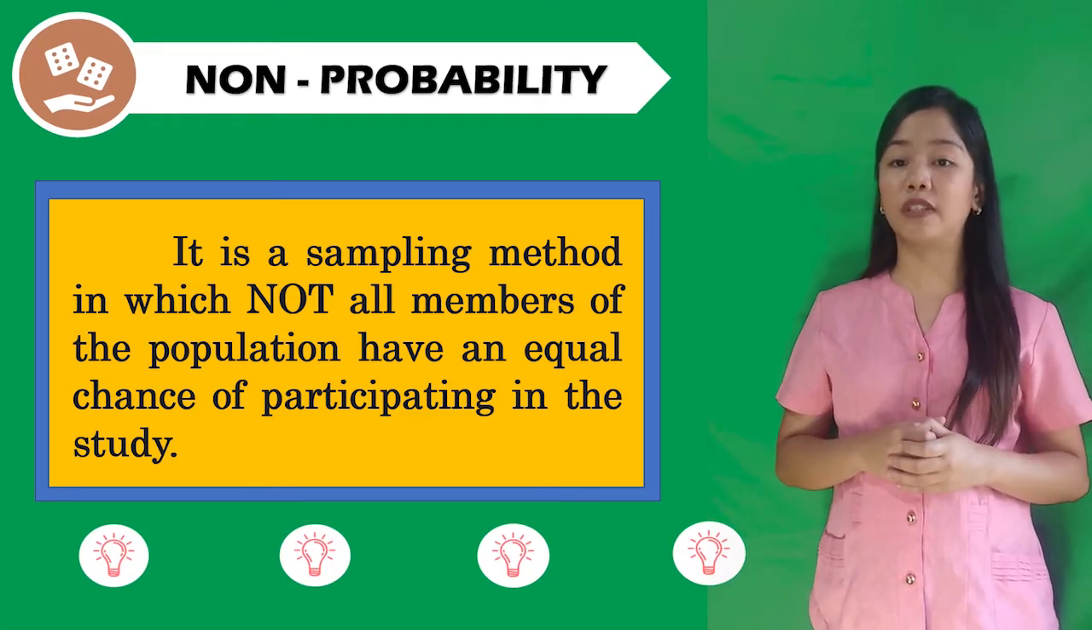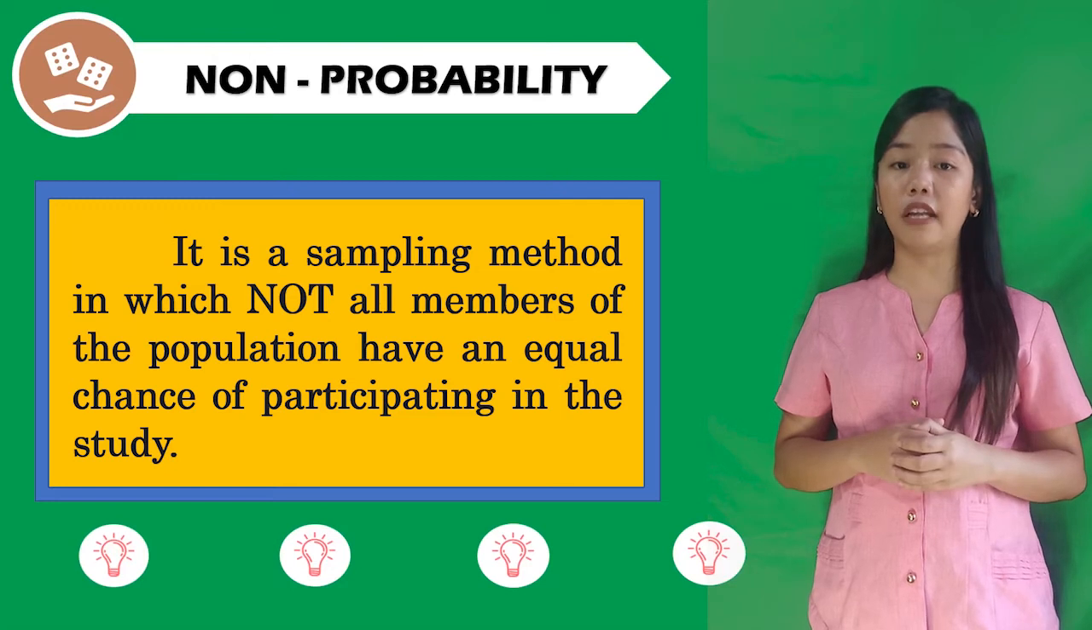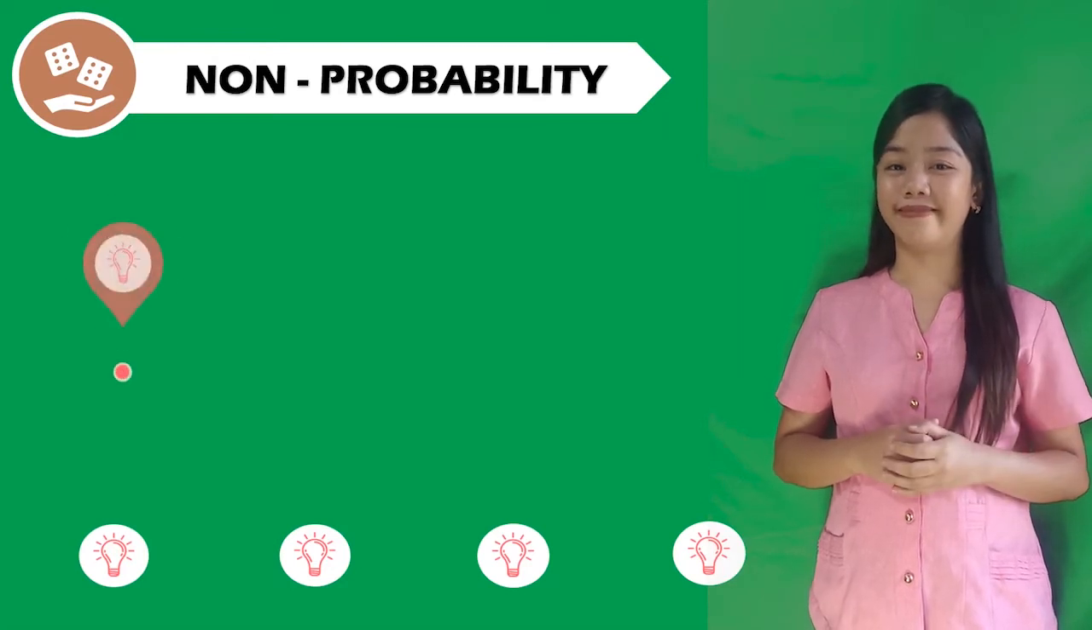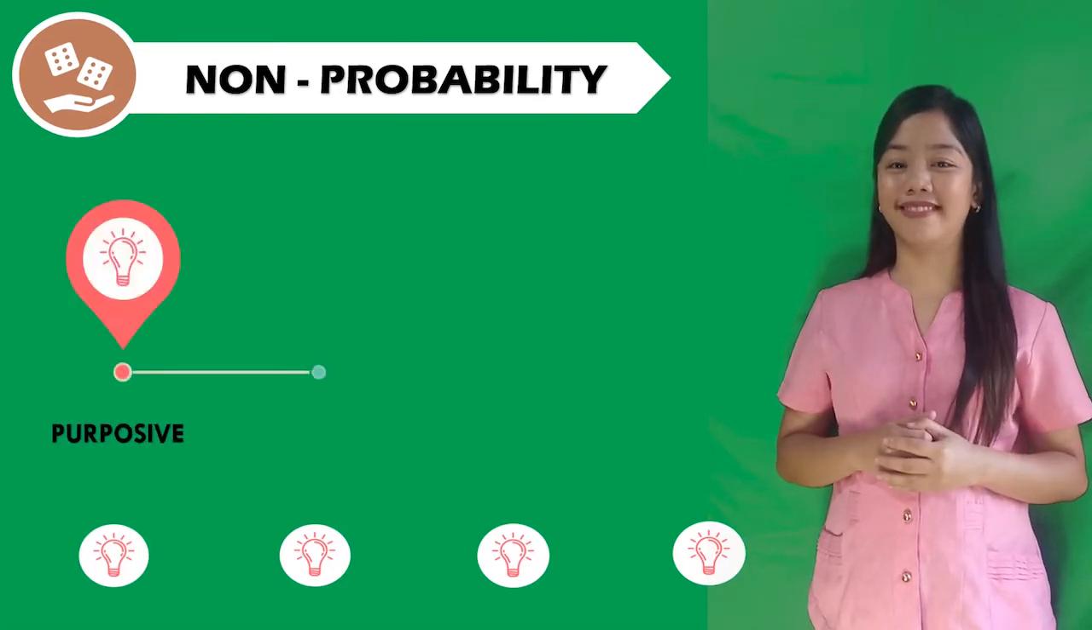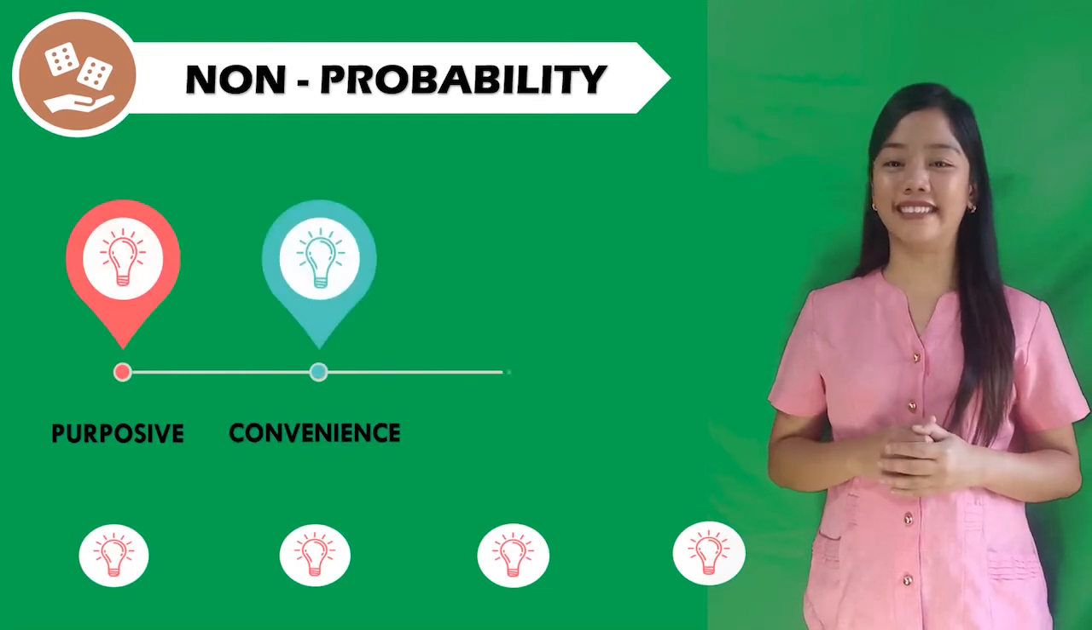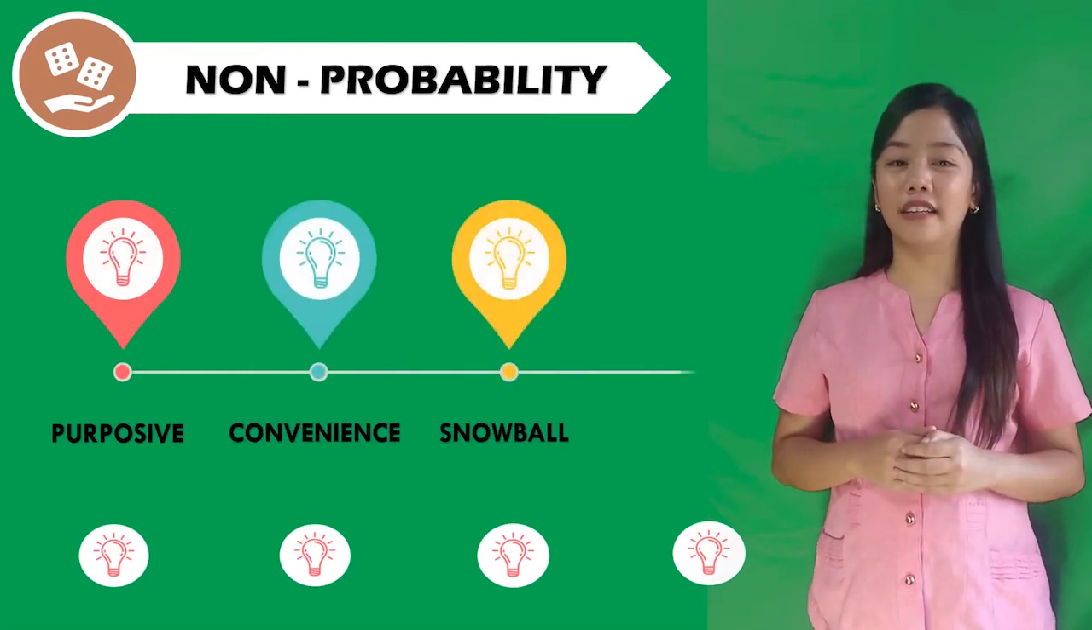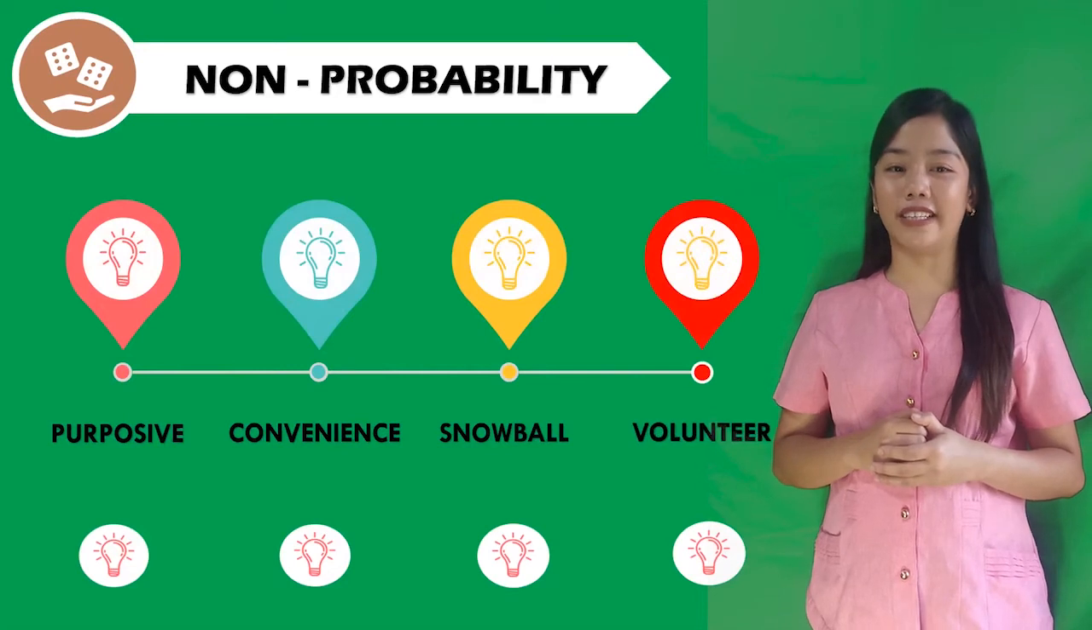Some examples of sampling techniques under non-probability are purposive, convenience, snowball, and volunteer.